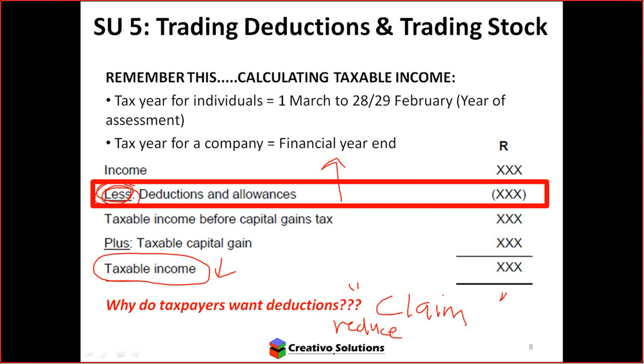Right, so a company would be very, very interested in claiming its deductions. Do you agree? Yes, sir. Right, so do you think SARS is going to allow you to claim everything? No, sir. Why not?